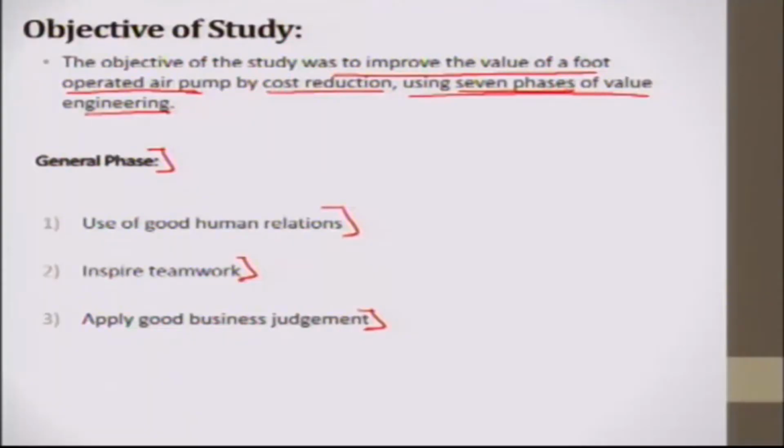So in the general phase there are certain general rules. Number 1 is use good human relations. The value engineering team is more dependent on data collection, analysis, and implementation, so obviously human relations would come into play. Inspired teamwork is also a human relations thing. One of the fundamental principles of value engineering is to employ teamwork. Only a team can conduct a full value engineering study.